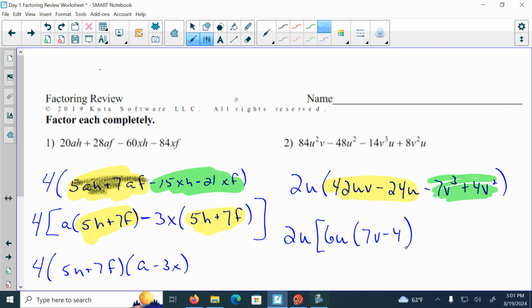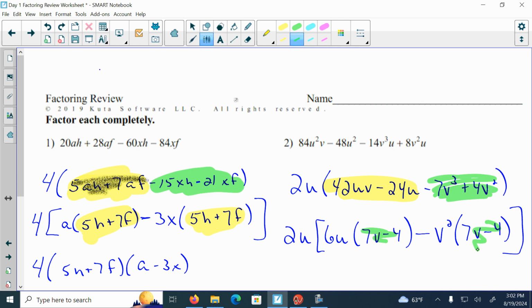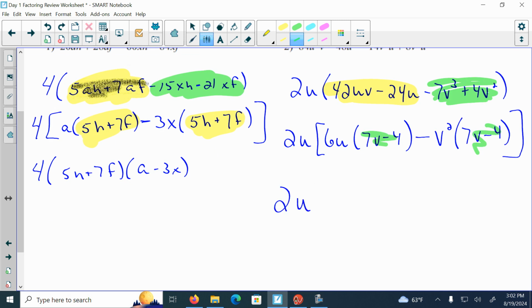And then from the, here, I'm going to factor out a negative sign. And then from the V, from 7 and 4, can't factor anything out. But from the V cubed to the V squared, I can factor out a V squared. And I'm going to be left with, factored out that negative sign, so this becomes a positive 7V. Factor out this negative sign, so that changes to a 4. Now these 2 are the same. So I'm going to factor those out. So I'm going to have 2U times 7V minus 4, and then 6U minus V squared. And that's it completely factored.